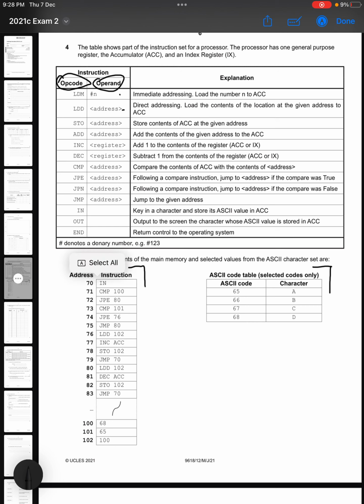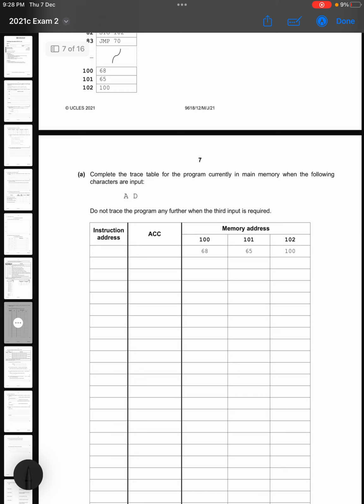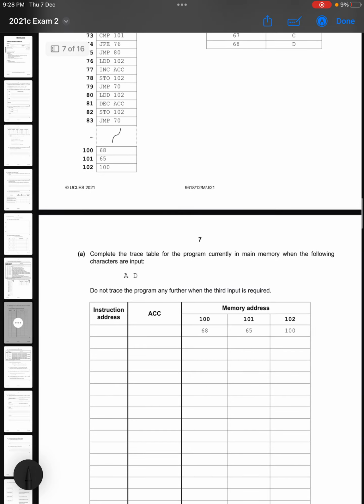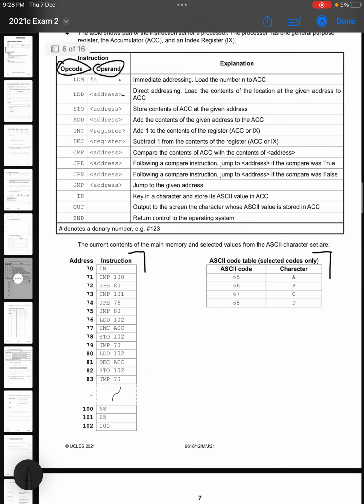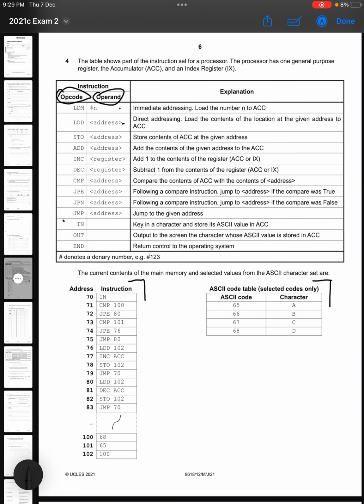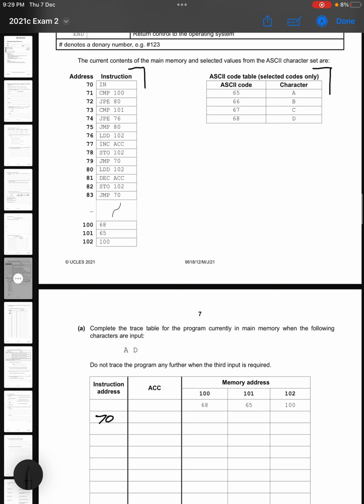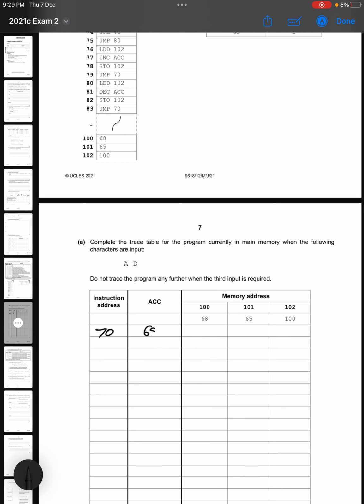It is address 70, and instruction IN. So we go to our trace table here and we find the column instruction address. In that instruction address, we have to put the address that we start with, which is 70. And we read the instruction, which is IN right here. Key in a character and store its ASCII value in ACC. So our character is A, its ASCII value is 65. So in the ACC, we have to put 65.